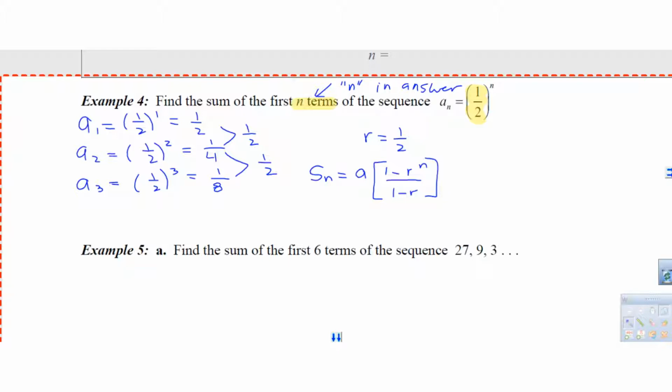Okay, this is tricky, so everybody watch. S sub n is the first term, which is 1/2. Then I'm going to do a bracket. 1 minus, write down your 1/2, raise it to the nth power over 1 minus 1/2. Now, everybody look forward and listen super carefully, okay? I've done something wrong. Can you tell me what I've done wrong? Go ahead.